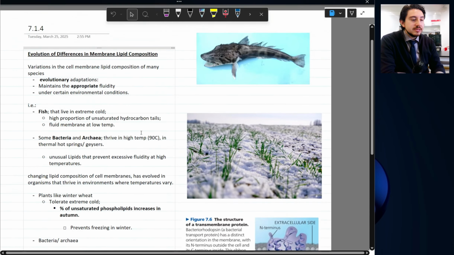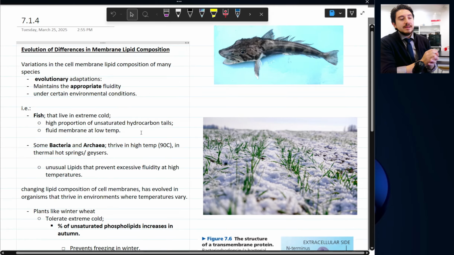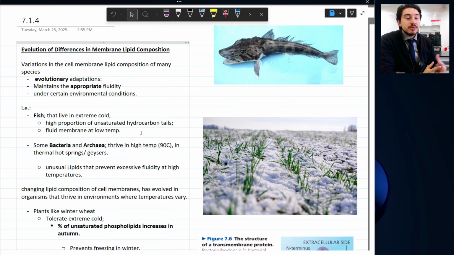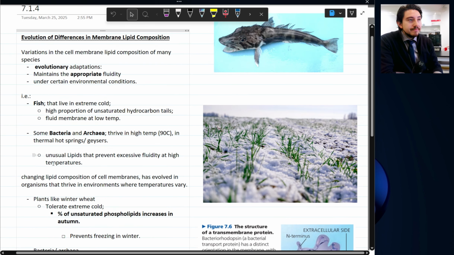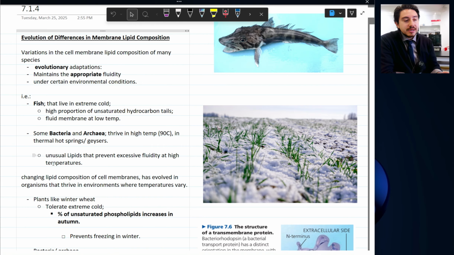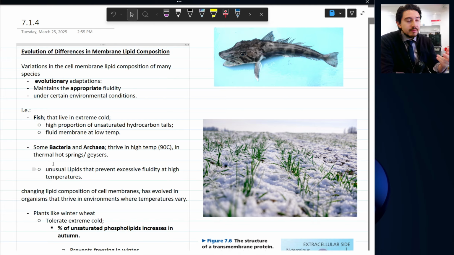Okay, because of this idea of cholesterol and fluidity of the cell membrane, certain organisms have evolved to be able to thrive in different extreme environments, just because of that change in lipid composition. So variations in the cell membrane exist through many species, and this serves as evolutionary adaptations to maintain appropriate fluidity. Again, always under certain conditions. The environmental conditions will define the lipid composition.